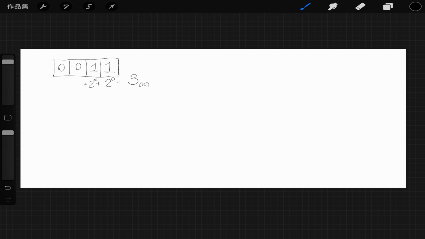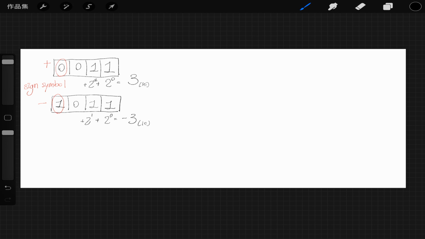But how about negative numbers? How do we represent them? A straightforward method to do that is to turn our first bit into a sign symbol. We use 0 to represent positive and 1 to represent negative. So if we try to add them up, we will get the number -3. However, this method is not convenient for calculation.